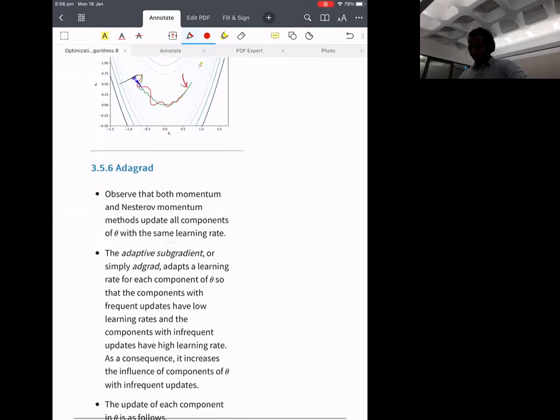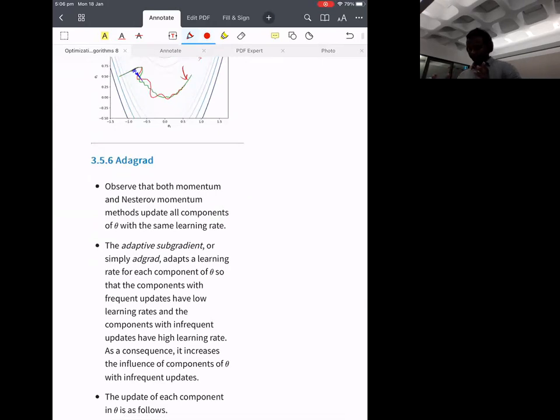Okay, the next method is AdaGrad. It's actually short for adaptive subgradient method. Again, we highlighted among the challenges posed by gradient methods that naive gradient descent and conjugate gradient descent do not treat different parameters differently. They all have the same learning rate for all theta_i's. So this is the first algorithm which actually tries to address this issue.